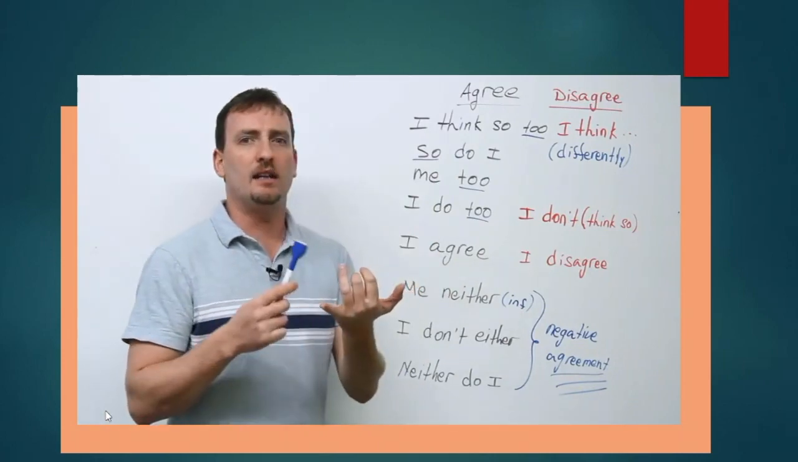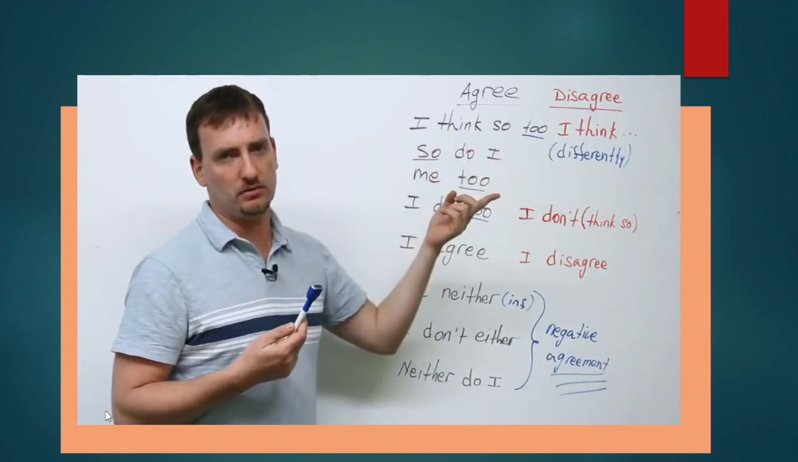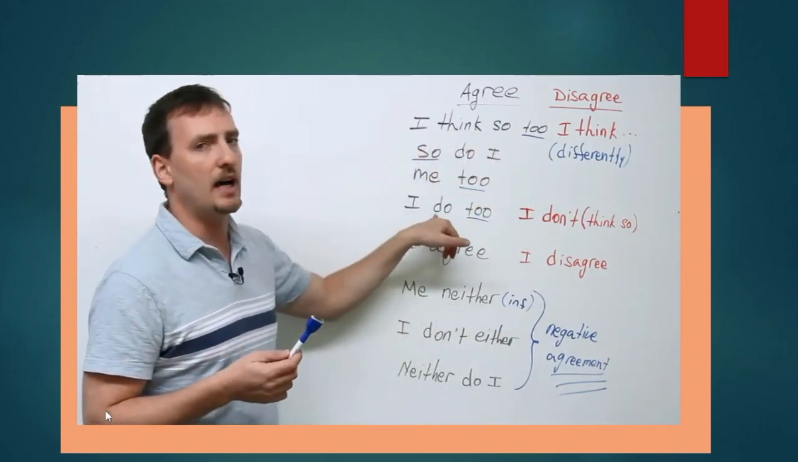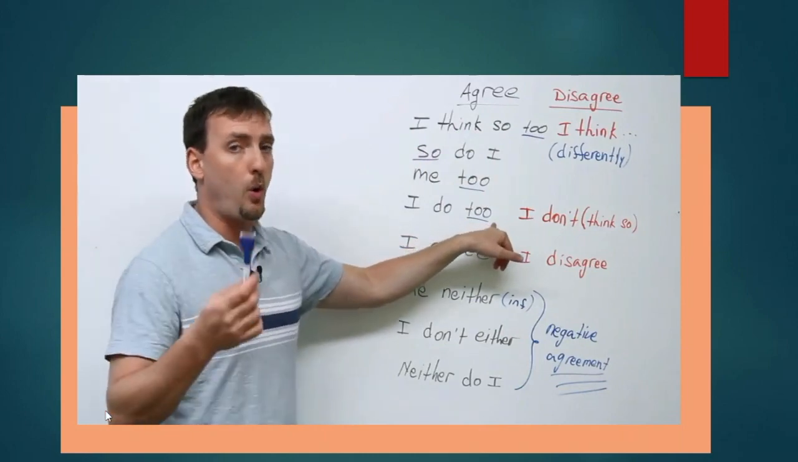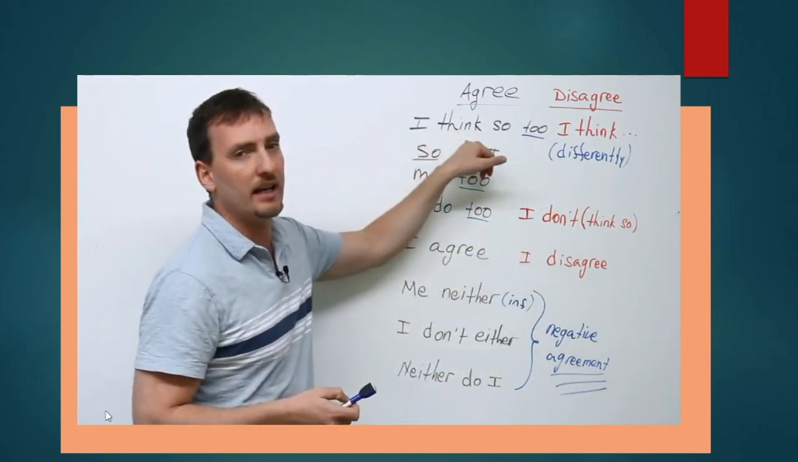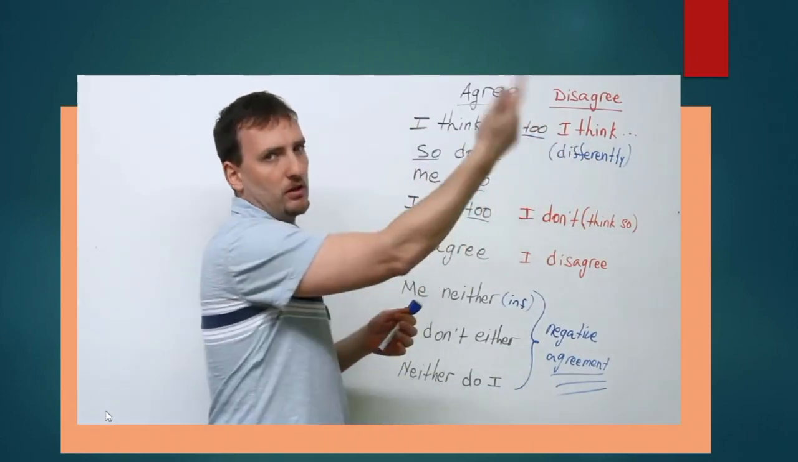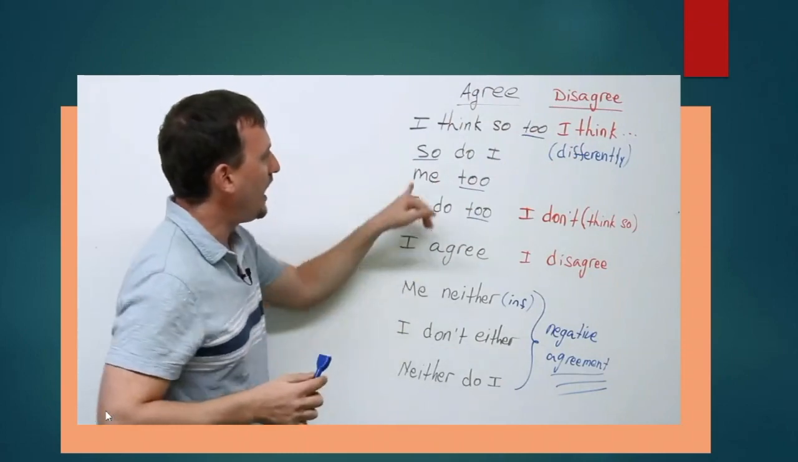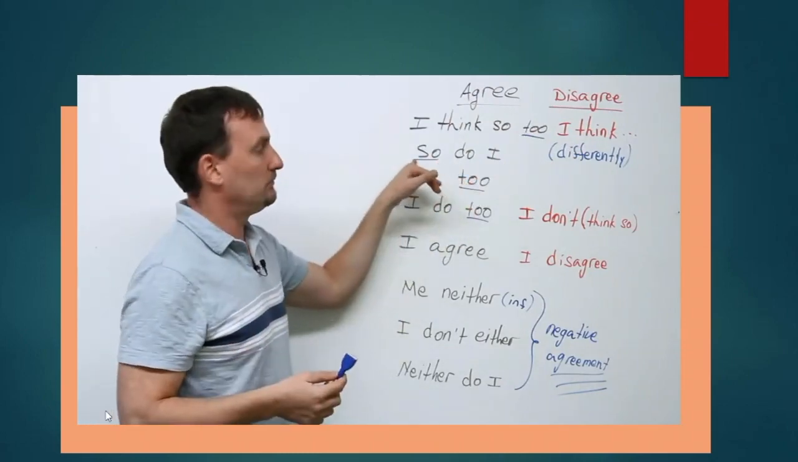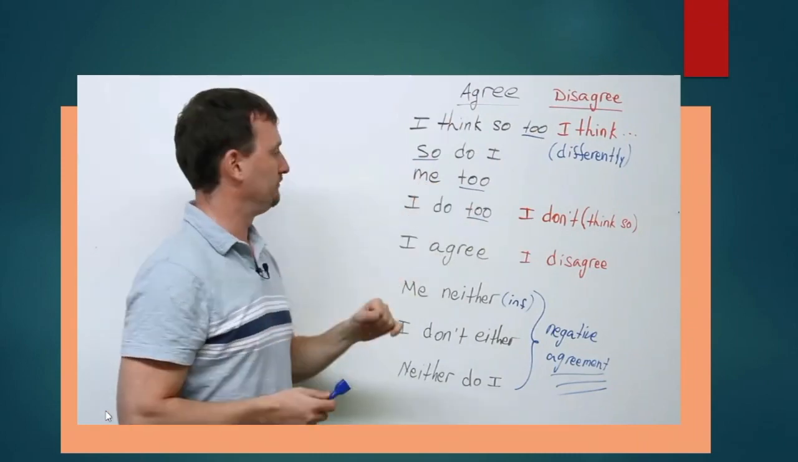Somebody says, I like apples. Do you say, I think so too? Of course not. You can only say, I do too, or repeat the entire statement. I like apples too. You can't use the so for like. I like bananas, so do I. I like strawberries, me too.